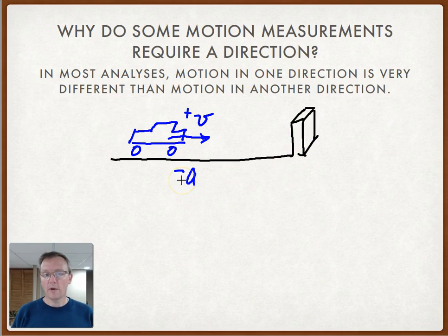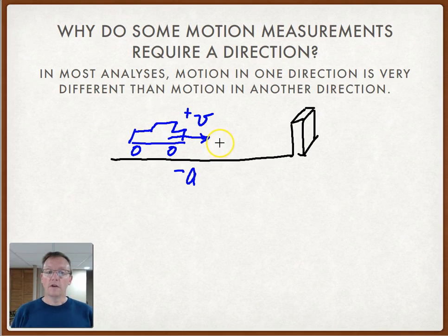So the question that I would ask is, if you're wondering why some motion measurements require a direction, the answer is because the direction will make a big difference in certain situations. Like, for example, this particular situation. Obviously, you have a motion to the right. You need an acceleration to the left to stop that motion. So that makes a big difference, right?